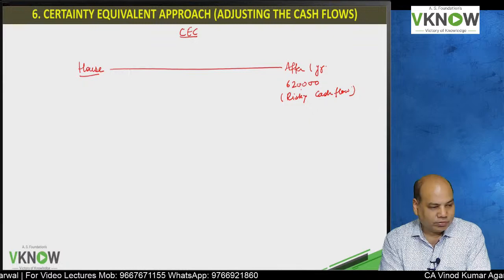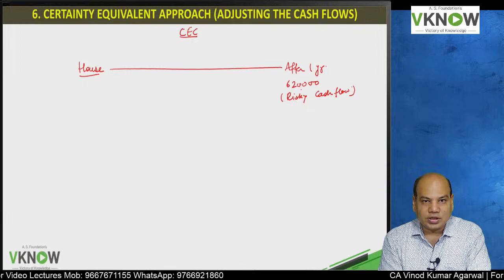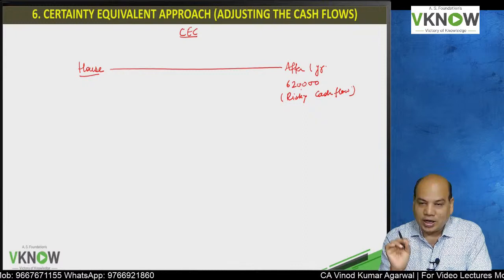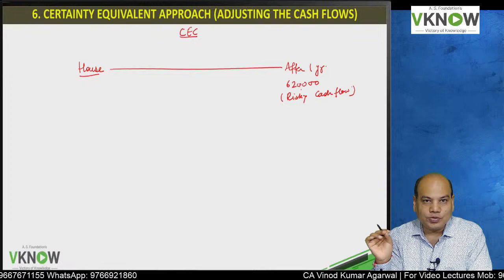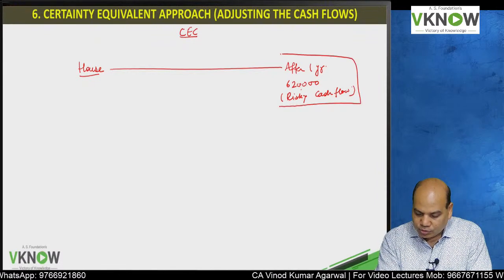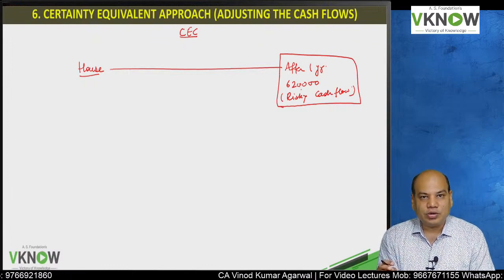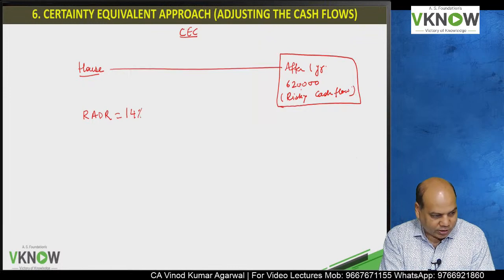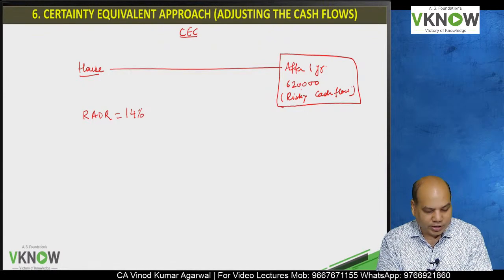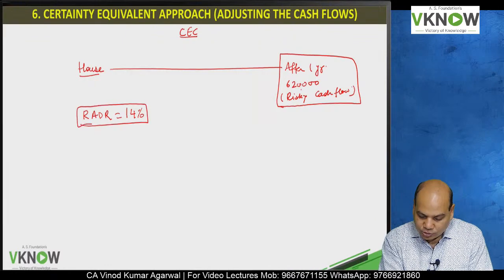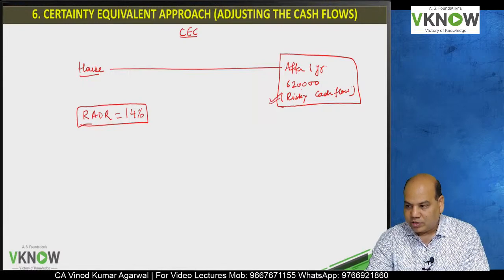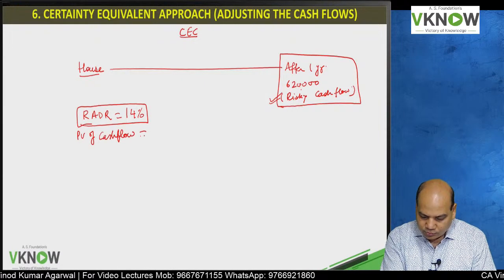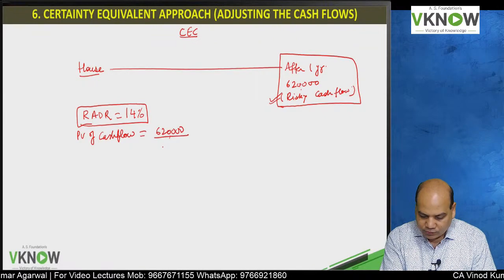Then your friend comes. Your friend says, I am willing to purchase this house. I am going to give you in writing, I am going to give you a guarantee that I am going to purchase this house from you after 1 year. Now, if cash flow is risky, you are going to calculate present value at risk adjusted discount rate. Let us say risk adjusted discount rate is 14%, which means if the cash flow is risky, the discount rate will be risk adjusted discount rate. So my present value of cash flow will be 6,20,000 divided by 1.14.